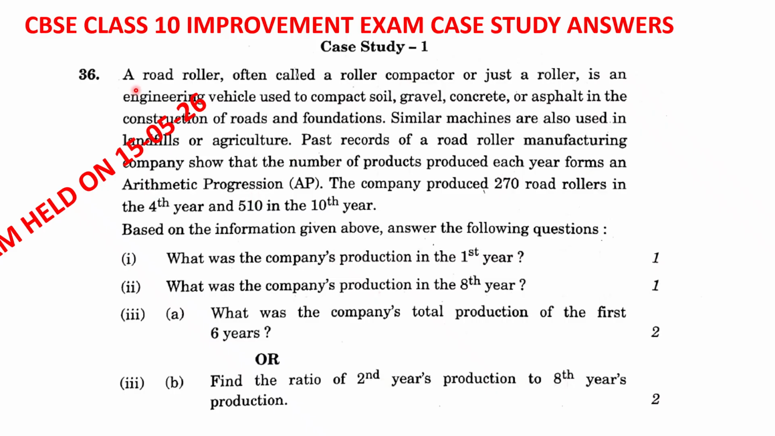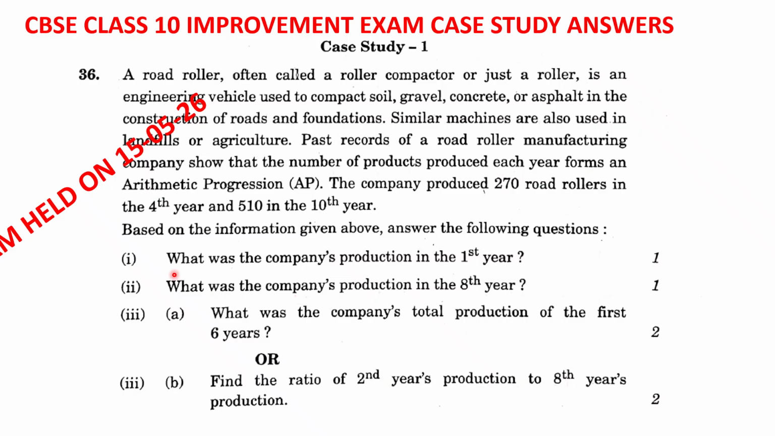First question. The question is, a road roller, often called a roller compactor or just a roller, is an engineering vehicle used to compact soil, gravel, concrete or asphalt in the construction of roads and foundations. Similar machines are also used in landfills or agriculture. Past records of a road roller manufacturing company show that the number of products produced each year forms an arithmetic progression. The company produced 270 road rollers in the fourth year and 510 in the 10th year. Based on the information given above, answer the following question.